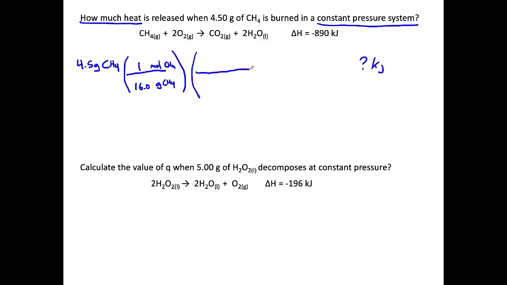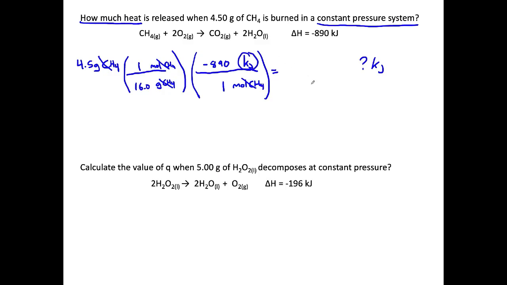And now to get from moles of methane to kilojoules of heat, I'm going to use the information given in the reaction here. If I take 1 mole of methane and I combust it, I can expect minus 890 kilojoules of heat to be given off. All right? So this is going to be my conversion factor here. Grams of methane cancels with grams of methane, moles and moles, and so now I'm left with kilojoules.